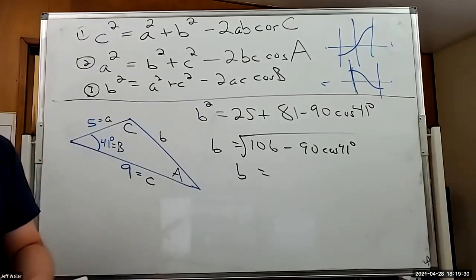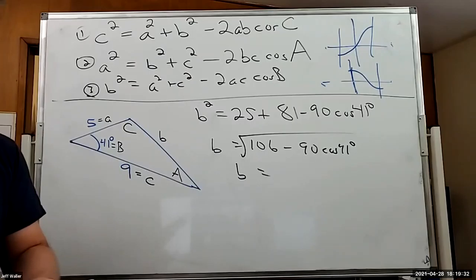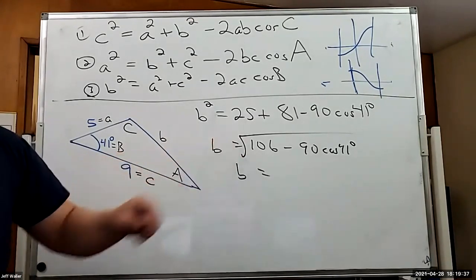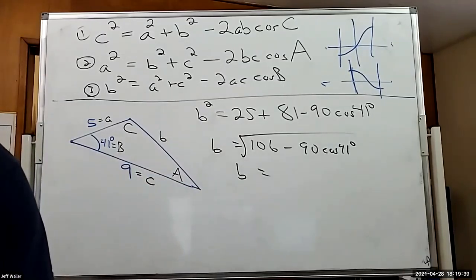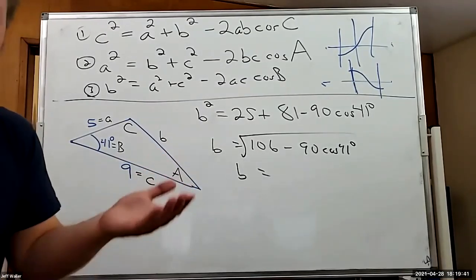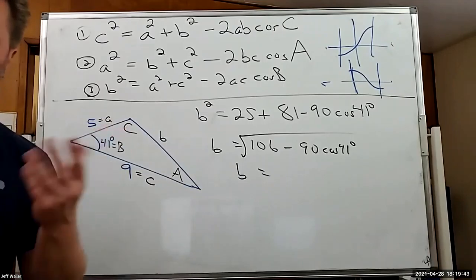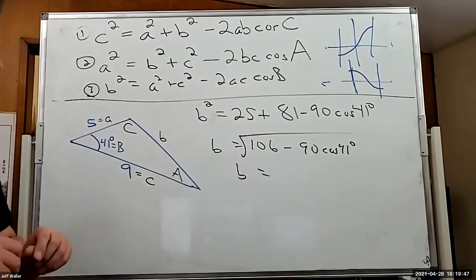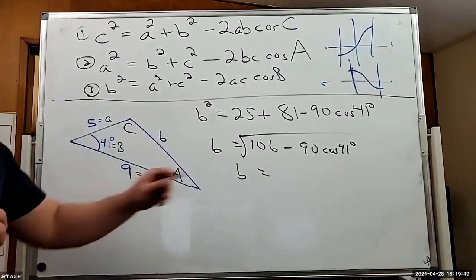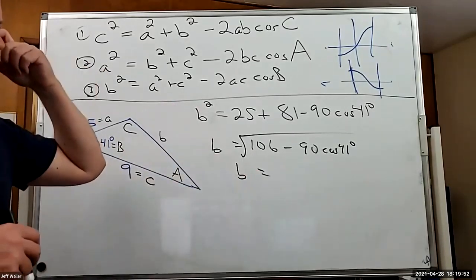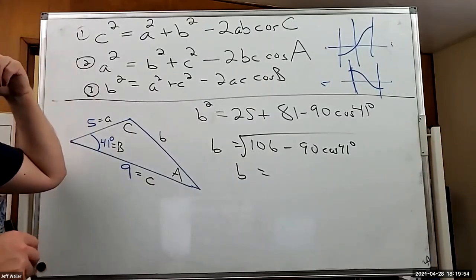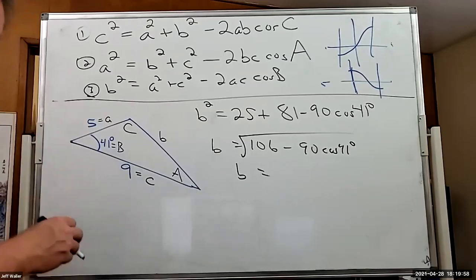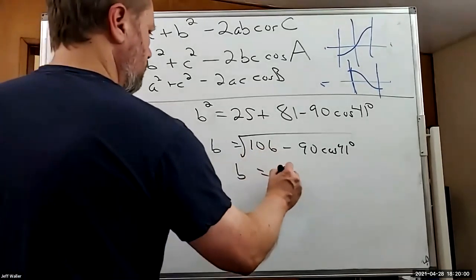Why didn't I put plus or minus when I took a square root? Can it be negative? It's a side length of a triangle, so it can't be negative. So of course I'm not going to put that down there. All right. So tell me when you get an answer. Yeah, let's say 6.17.